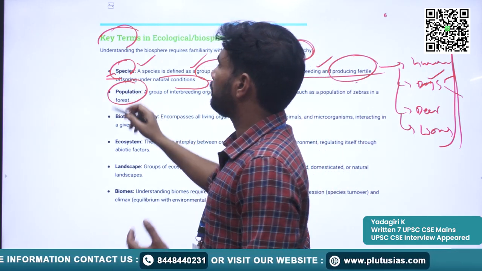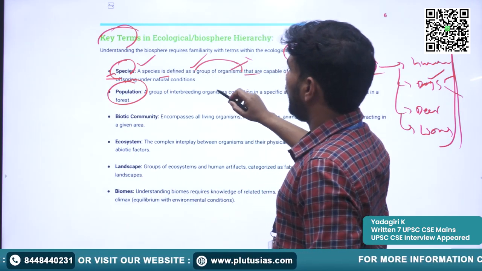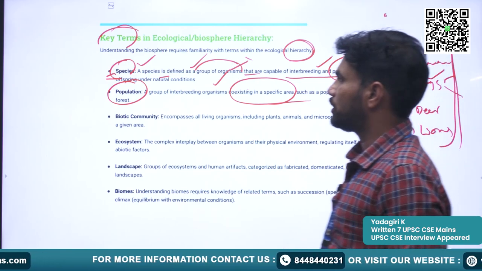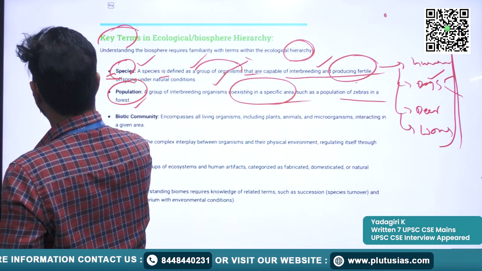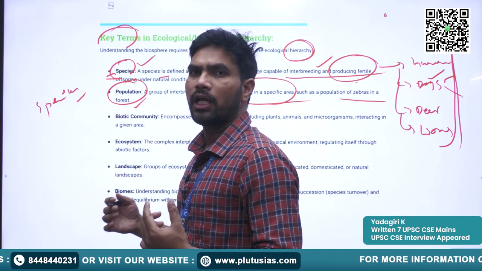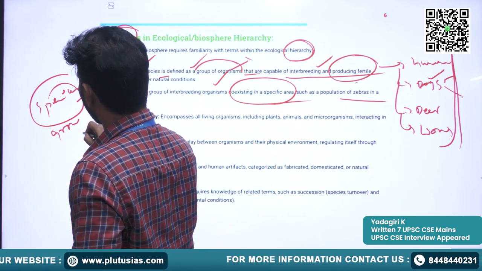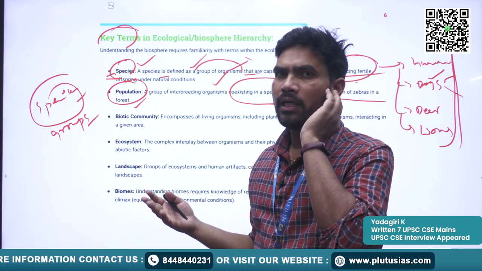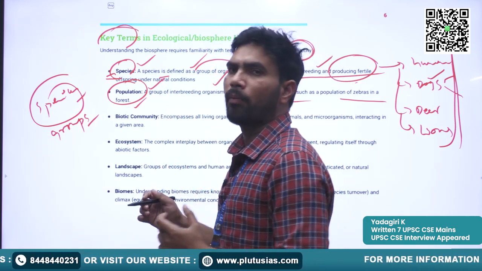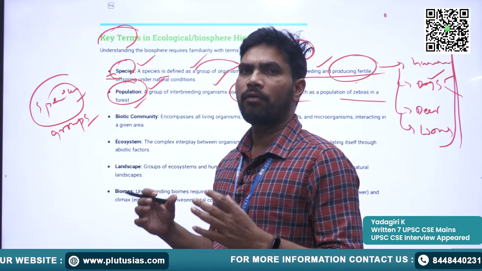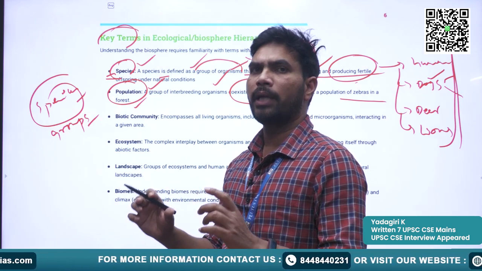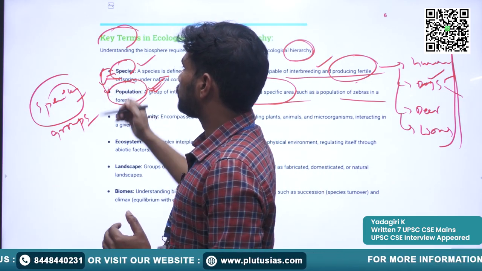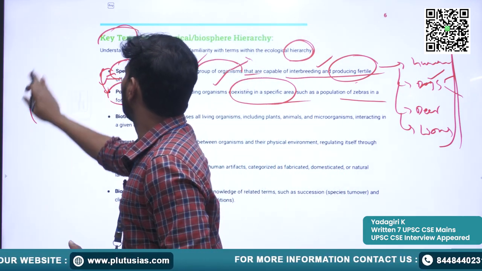The next important term is population. Population can be defined as a group of interbreeding organisms coexisting in a specific area, such as a population of zebras in a forest. So organisms belonging to a single species, we can say group of species, when they live in a particular area, for example zebras, lions, tigers, they are known as the population. So a group of organisms belonging to the same species, if they live together, is known as population, right? So try to remember this hierarchy also. So this is about population.